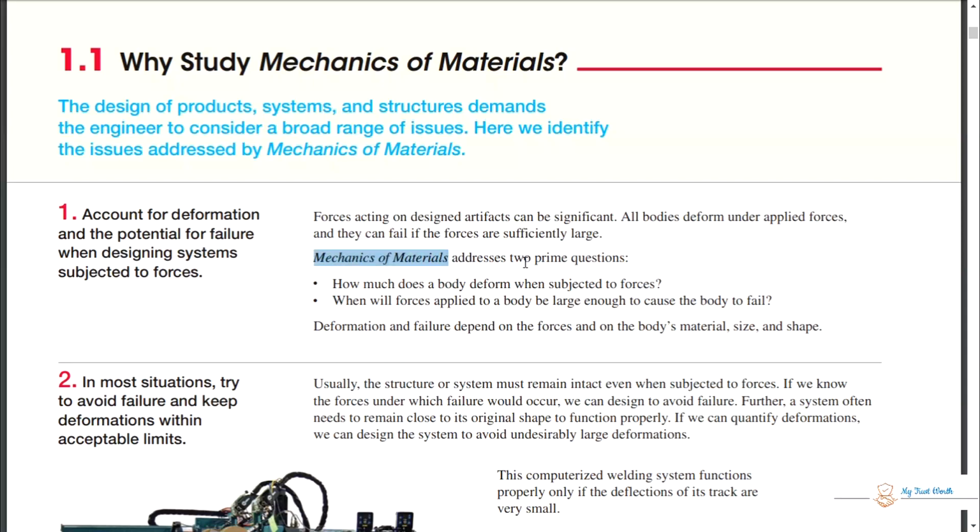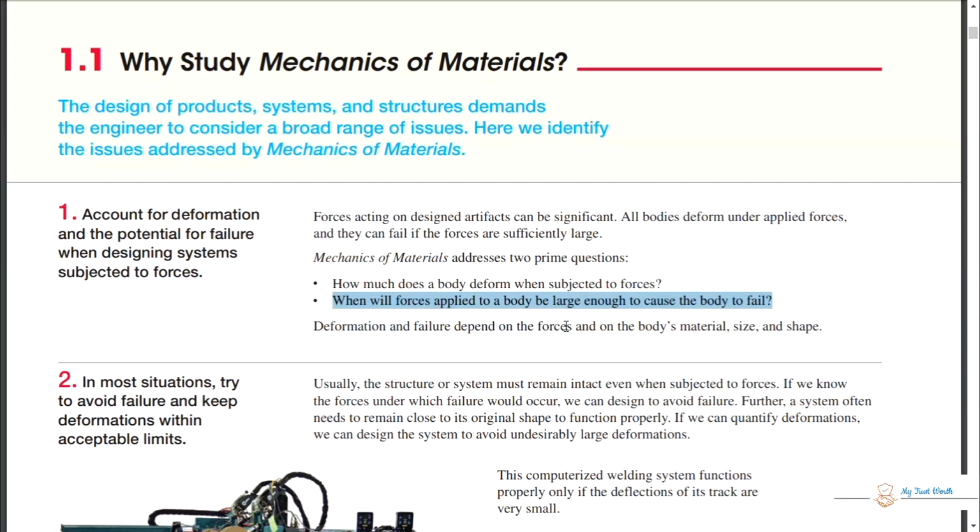Mechanics of Materials addresses two prime questions. First, how much does the body deform when subjected to forces? Second, when will the forces applied to a body be large enough to cause failure? What are the critical loadings? Critical loading, this is important.